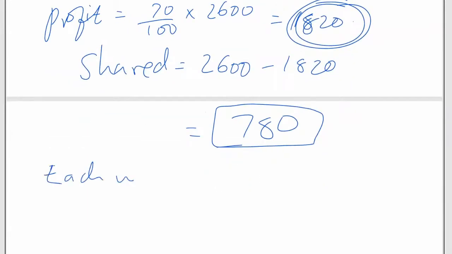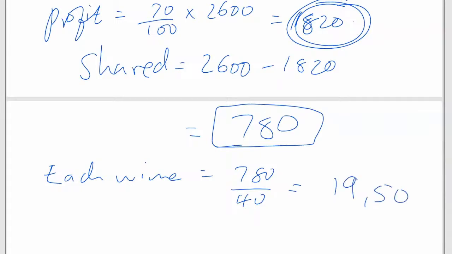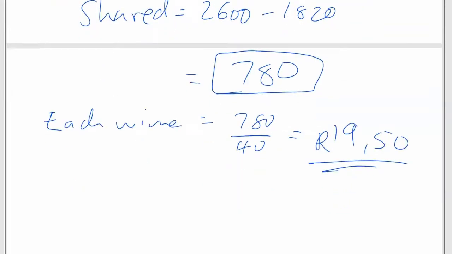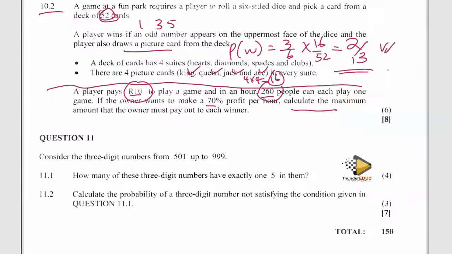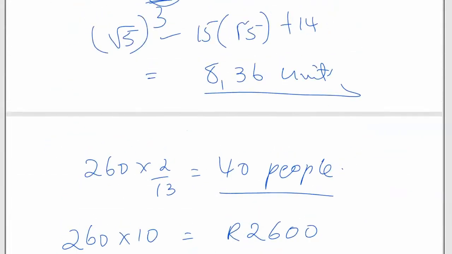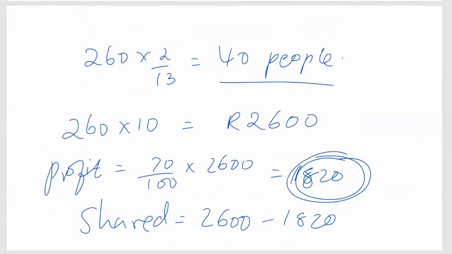So each winner is going to get 780 divided by 40, which means you can only get 19 rands and 50 cents. That's if you win, so chances are high you may not even win anyway. That is what the question is asking for: calculate the maximum amount the owner must pay out to each winner. So that is 1950 cents. That is how the 6 marks would have been approached. Get the probability of winning, and then you take it from there.